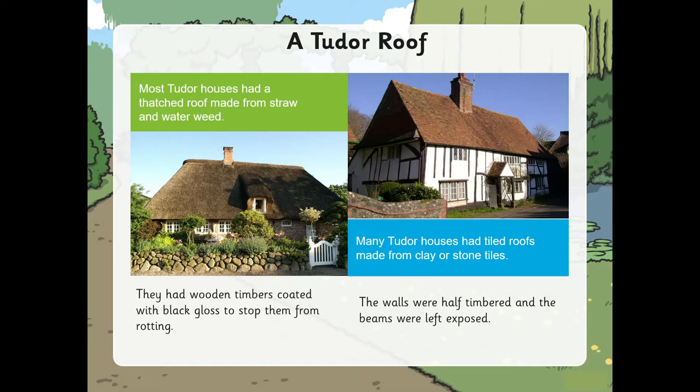Most Tudor houses had a thatched roof, which meant it's made from straw or waterweed. Many Tudor houses also had tiled roofs made from clay or stone tiles, so they had that typical shape. They had wooden timbers coated with black gloss to stop them from rotting. So, can you tell me what timber means? Yes, that's right. It means beams of wood. So these would form the structure of the house, and they were found inside the walls and the roofs. Some of the walls were half-timbered and the beams were left exposed. This was seen as a form of decoration, and it's classic of many Tudor houses.